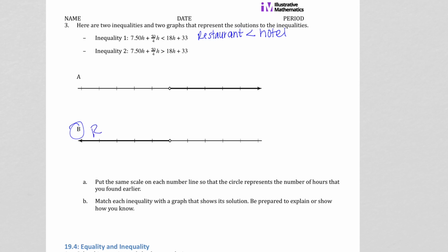So the restaurant pays less than hotel. So if we put our number scale down here that we did on the previous page, it's just 16, 15, 14, 17, 18, 19, 14.5, 15.5, 17.5, 18.5.